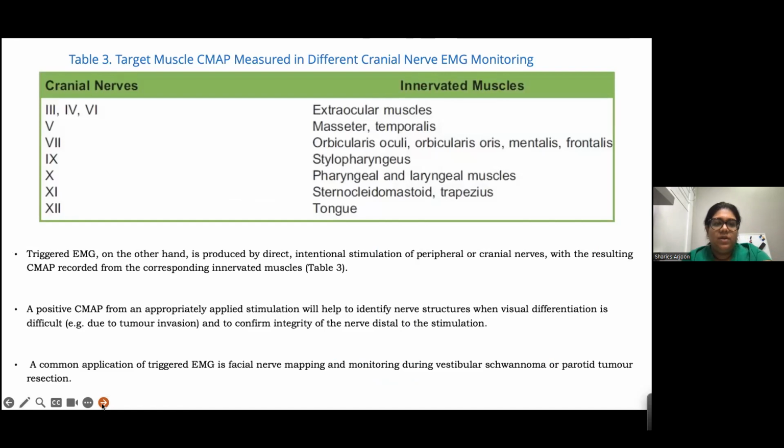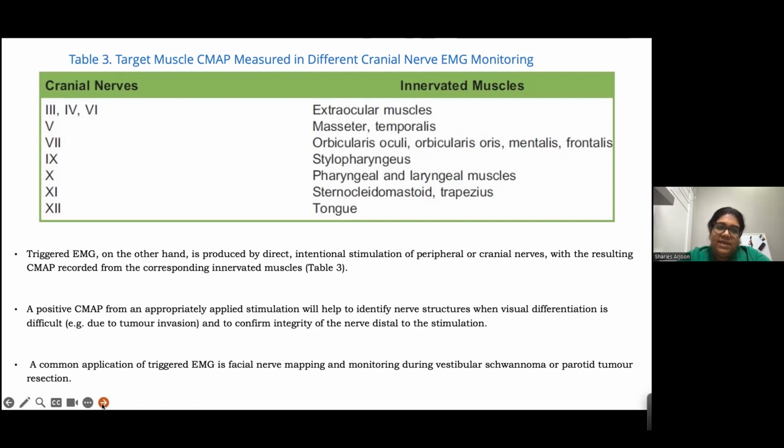Triggered EMG, on the other hand, is produced by direct or intentional stimulation of peripheral or cranial nerves, with the resultant CMAP recorded from the corresponding innervated muscles. And we could see in Table 3, cranial nerves 3, 4, and 6 innervate the extraocular muscles. 5, the masseter and temporalis. 7, the orbicularis oculi, orbicularis oris, and mentalis or frontalis. 9, the stylopharyngeus. 10, the pharyngeal and laryngeal muscles. 11, the sternocleidomastoid and trapezius, and cranial nerve 12, the tongue.